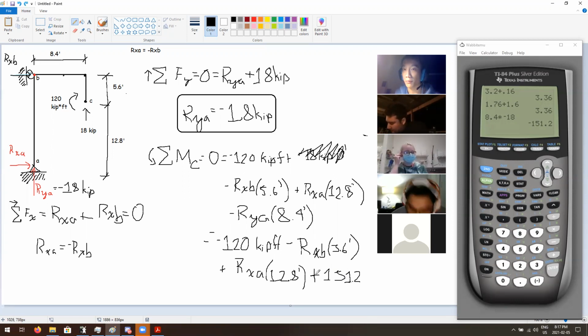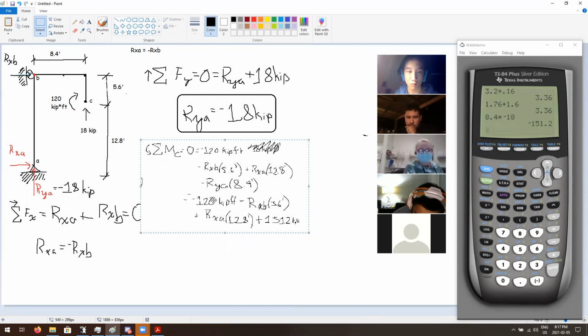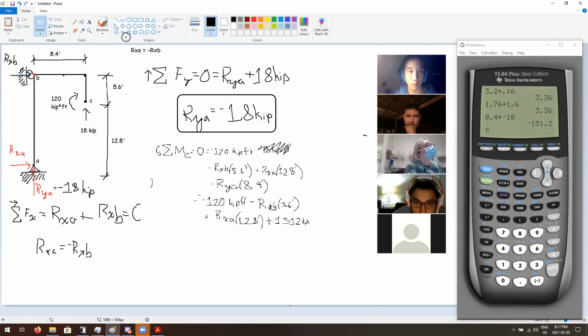So double negative, positive. Minus a negative is adding that same number. Plus 152 kip feet. I am running out of space, so I'll just shrink this real quick. All right. So now let's add these two together. Minus 120 kip feet plus 151.2 kip feet. That would equal 31 point, decimal point, 31.2 kip feet.